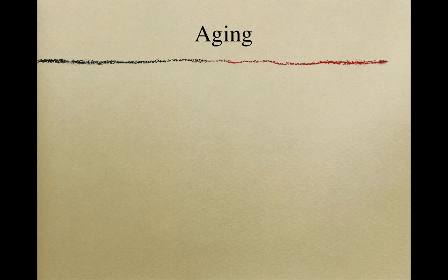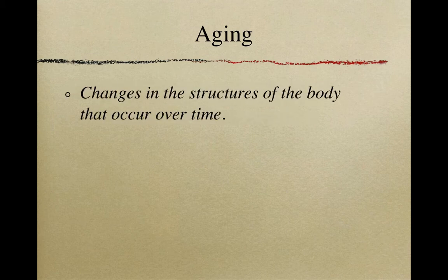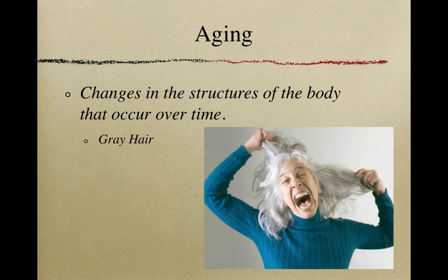Aging is another biotic factor that affects the body. Generally, when you're growing up and as you reach maturity, those are great, good changes for you. But when you start getting a little older, some of the structures in your body begin to change. Things like your hair will start to become gray.